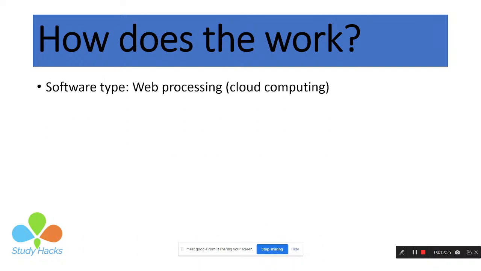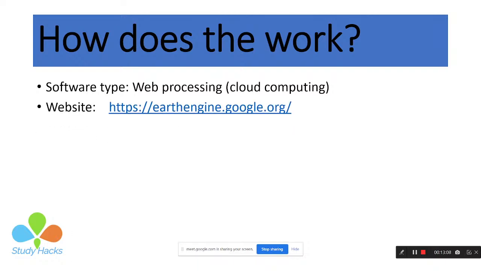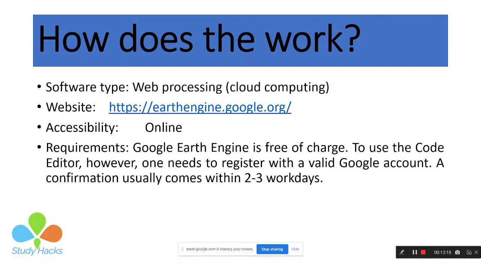This software type is totally web processing, and it is cloud computing. We don't need to download any software. We just need to register. This is the main website, earthengine.google.org, and its accessibility is online. When you want to work with the Google Earth Engine platform, your computer must be online. And when you want to use their code editor, the Earth Engine code editor, you just need to register with your valid Google account.